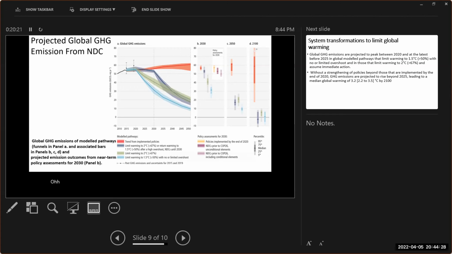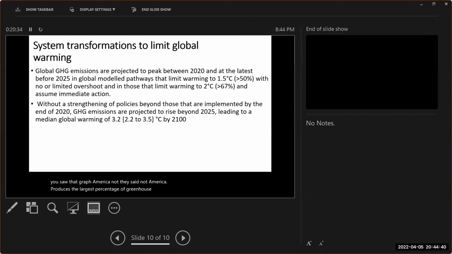Yeah, you saw that graph. They said North America produces the largest percentage of greenhouse gases in the world. It's kind of hard to change the lifestyle that we're all getting used to. Right? So I think that's why in Europe the air is so clean and it just feels so good to take a deep breath.